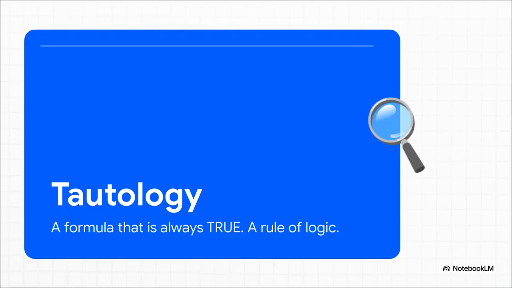And yeah, there's a special name for a formula like that. It's called a tautology. Think of it like a universal truth, a rule of the logical game. And of course, there's an opposite. A formula that's always false, no matter what, is called a contradiction. It's a statement that literally breaks itself.